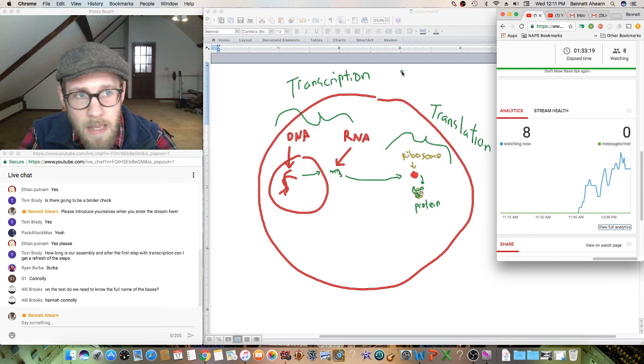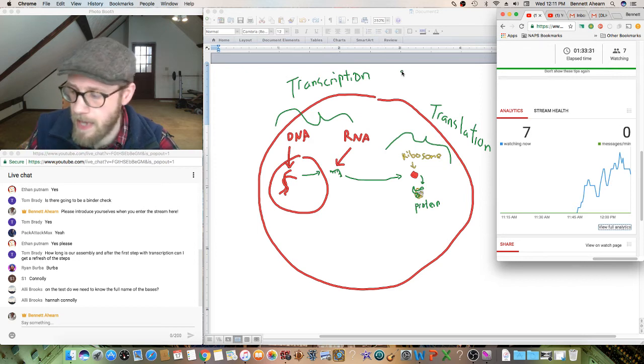But Hannah, me specifically, as your teacher, if you wrote A sticks to T, I wouldn't take points off, because you know A and you know T, even if you didn't say specifically adenine and thymine.